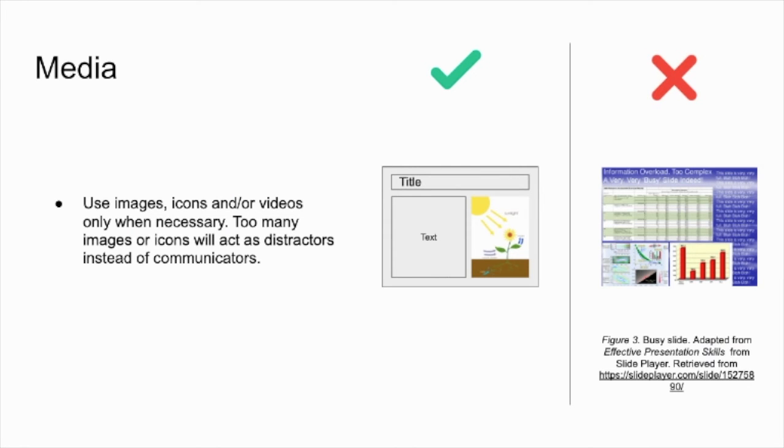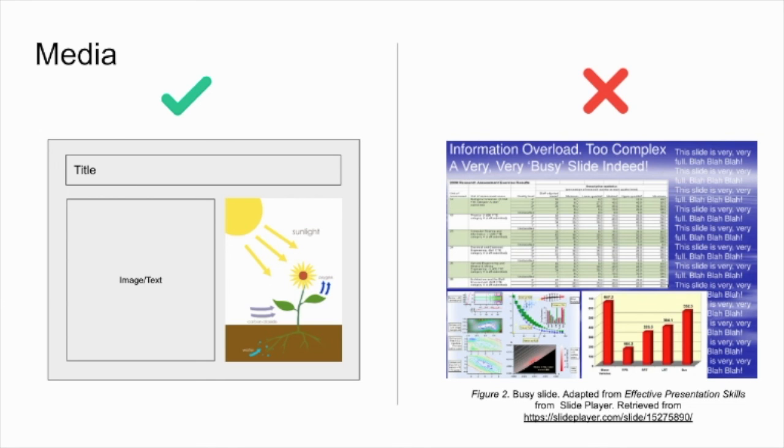When adding media, make sure to always use images, icons, or videos only when necessary. Too many images or icons will act as distractors instead of communicators. Now let's look at these two images. The one on the right, the slide has 3 different images, and you can tell that they're competing against one another. Your eyes can't really tell where it should fall into. You don't know what information is really important because there's a lot on there.